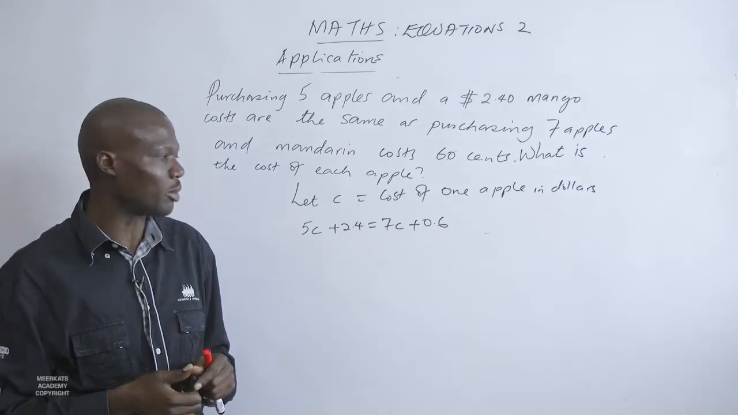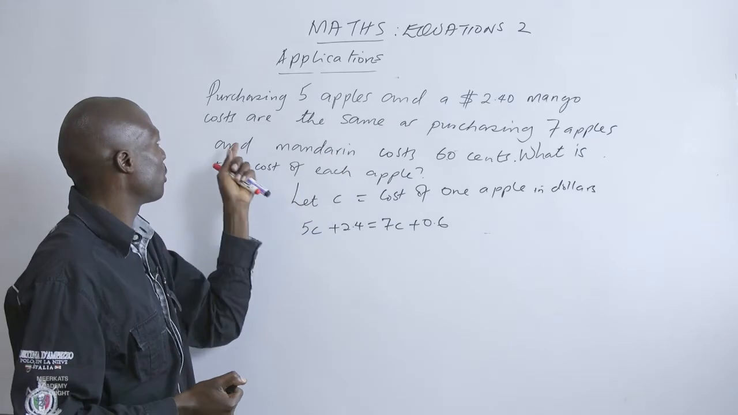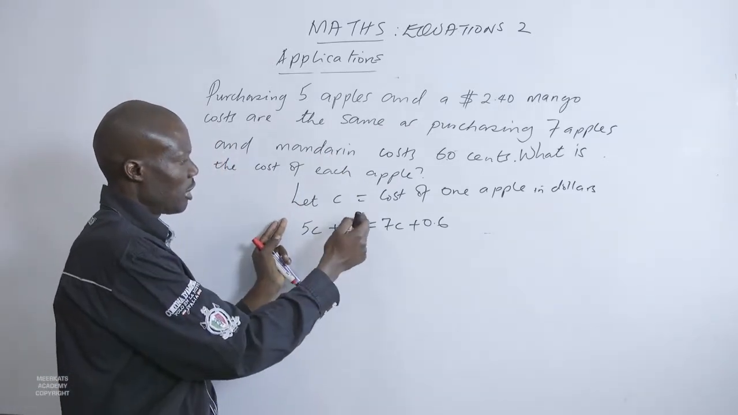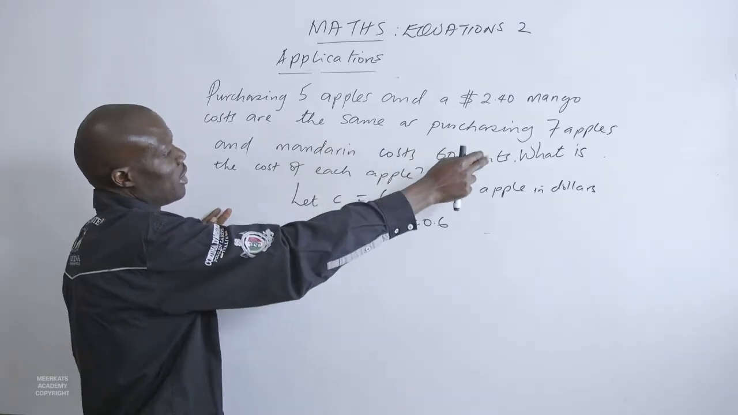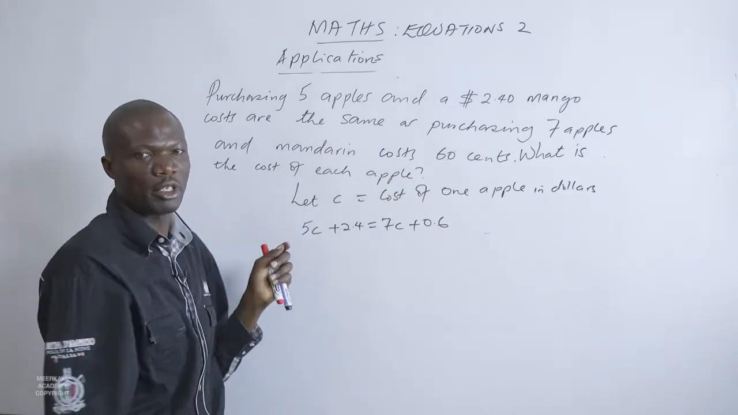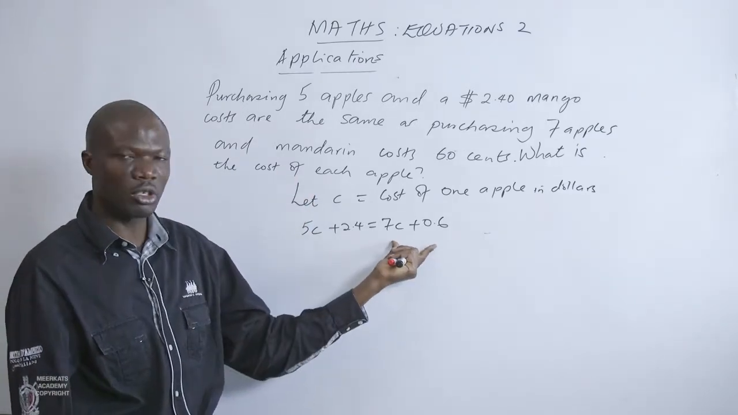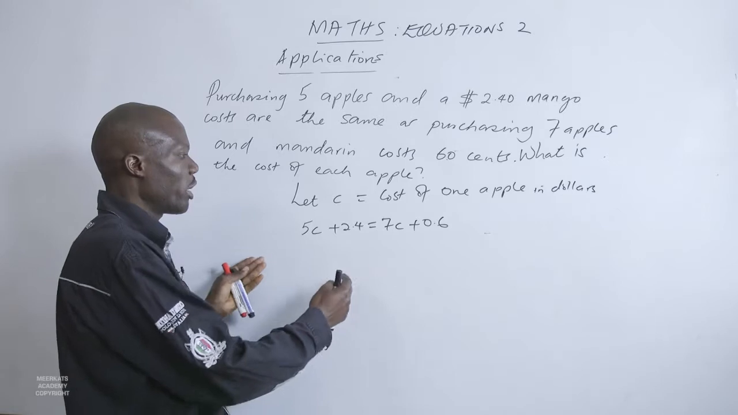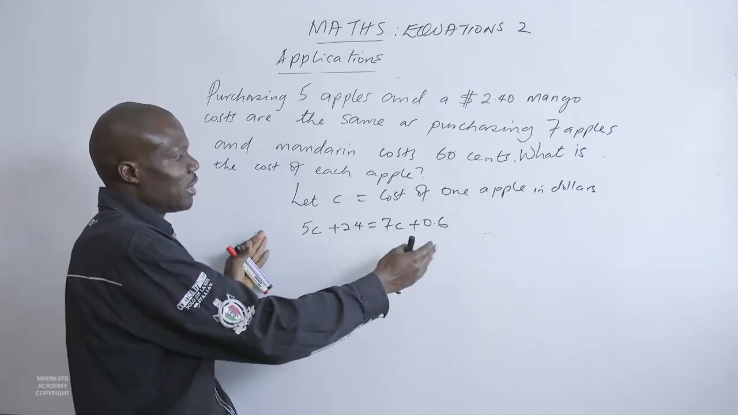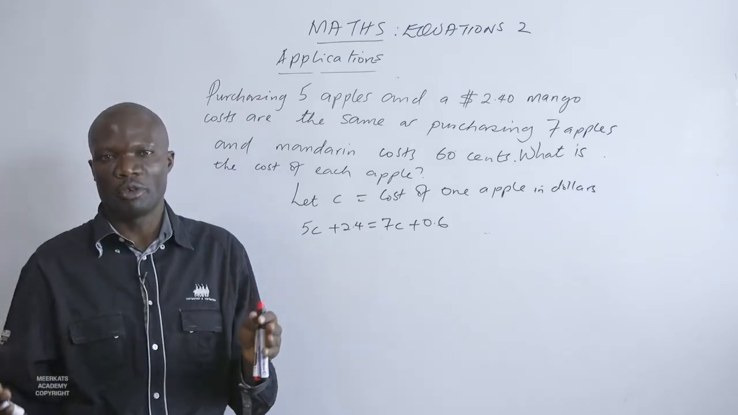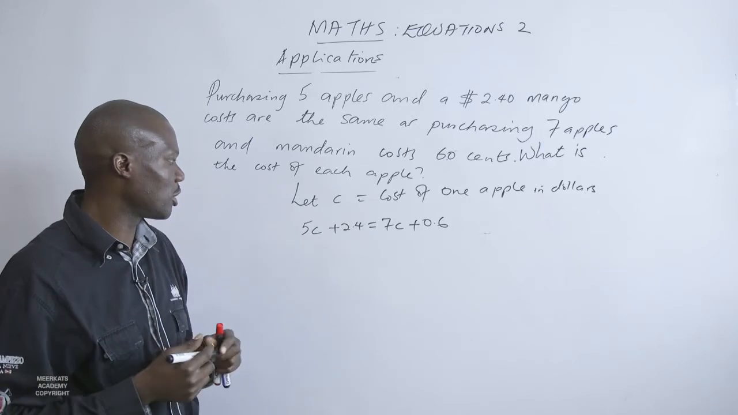Now, is this equation reflecting the situation? That is what is very important. 5 apples and a 2.4 mango costs, that is what we have on the left-hand side, should be the same as purchasing 7 apples and a 0.6 dollar mandarin. That is what we have on our right-hand side. So we have equated the two expressions. If that is what is reflected now, we move ahead and start solving either by inspection or systematically.